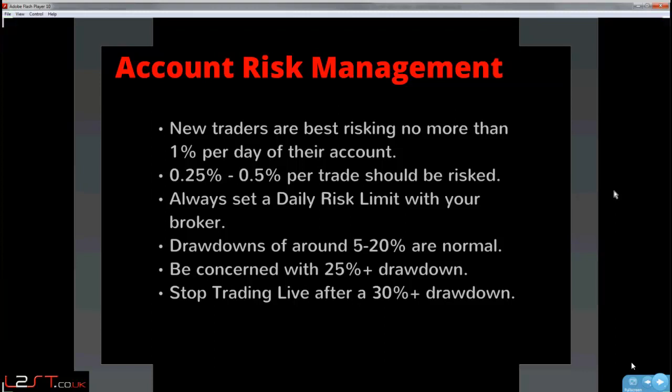Always set a daily risk limit with your broker. If you haven't already done that, you should do that straight away. If they're open this weekend, send them an email now, or at the end of today. So set a risk limit and set it to be no more than 1% of your account.